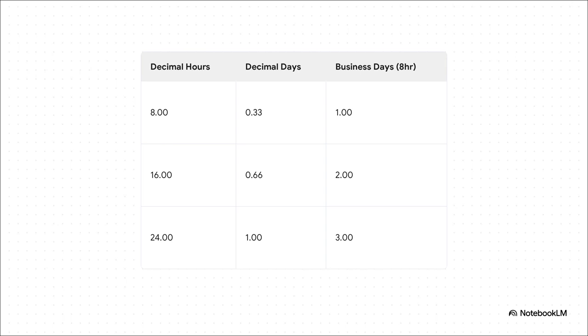So let's say your business day is 8 hours long. Well, that means a regular 24-hour calendar day is actually 3 of your business days. Getting this little detail right is absolutely crucial for making sure your reports actually reflect your team's real-world effort.